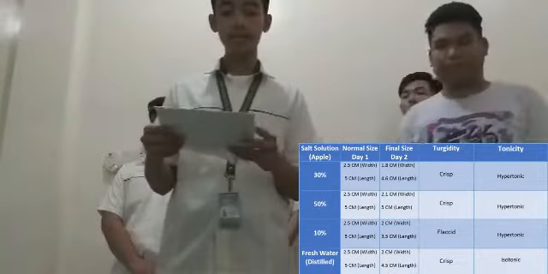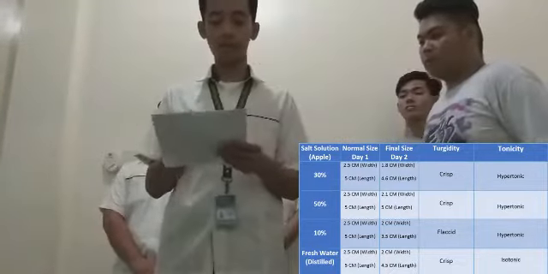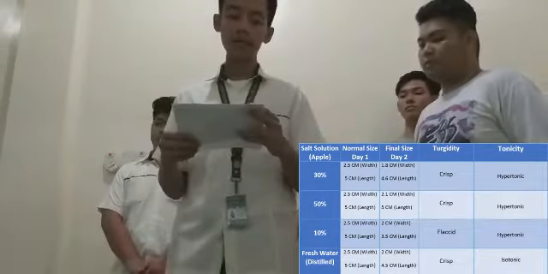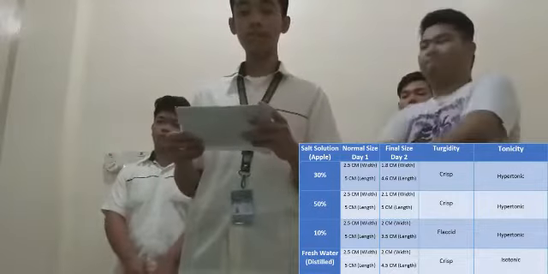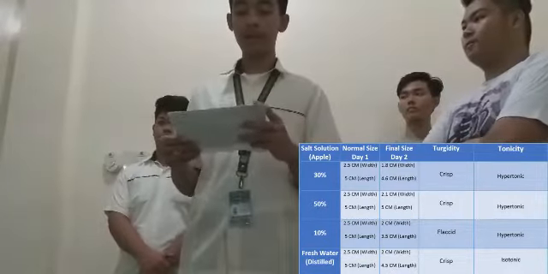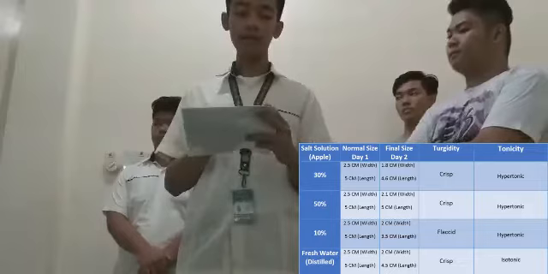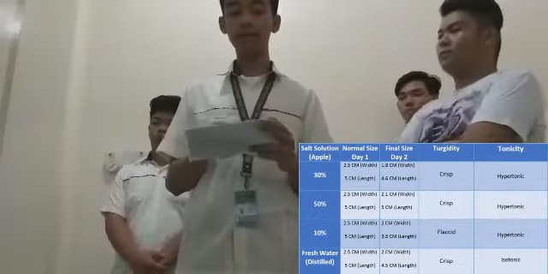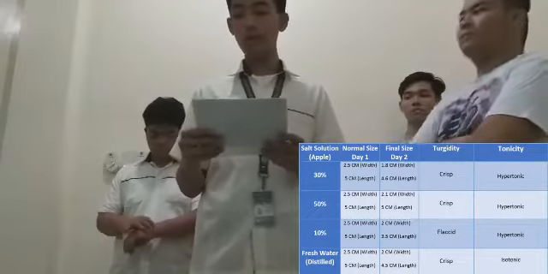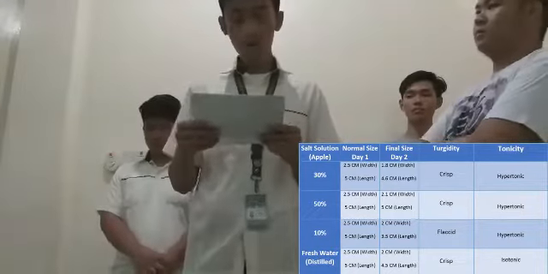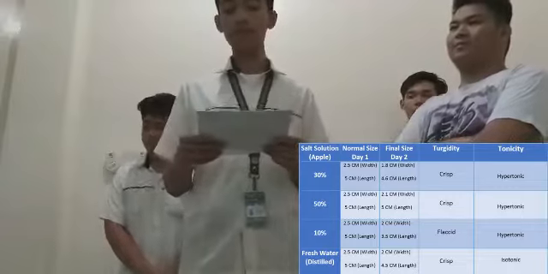I discussed the 50% salt solution of apple. On initial day 1, the apple was 2.5 centimeters in width and 5 centimeters in length. The final measurement on day 2 was 2.1 centimeters in width and 5 centimeters in length. The turgidity is crisp and the tonicity is hypertonic.